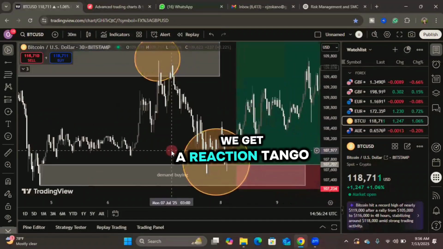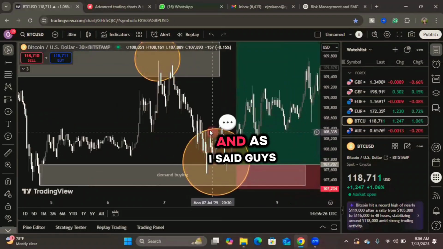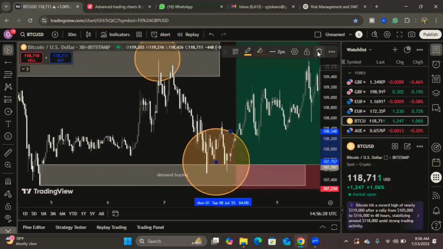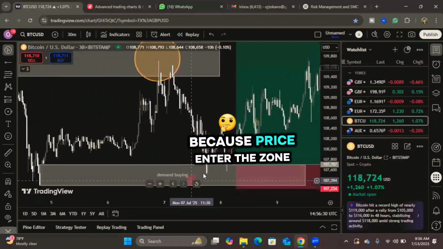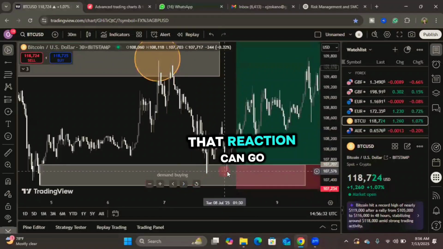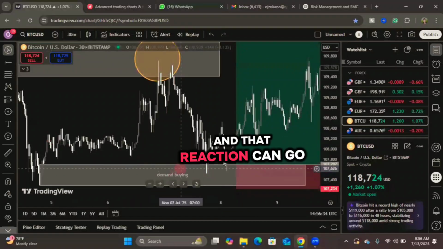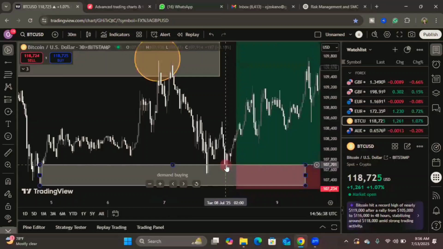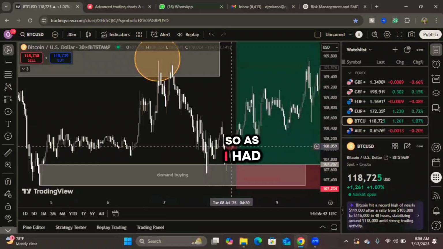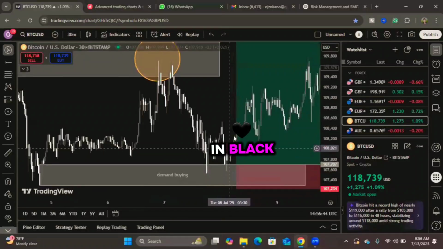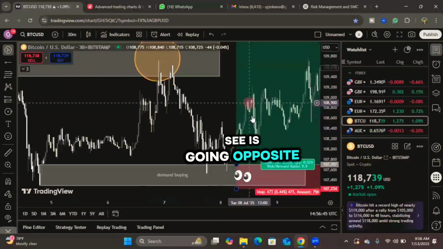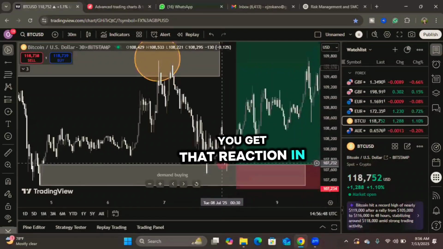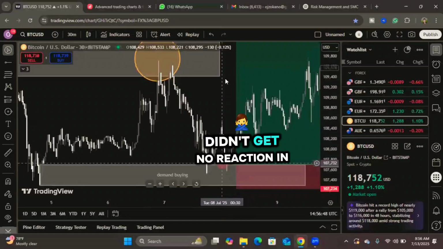Did we get a reaction candle? And as I said, guys, we're not just entering because price entered the zone. We have to get that reaction candle. And that reaction candle is that buying candle for the demand, right? So I have my highlight in black. But as you can see, it's going up. You get that reaction in the zone. But what if it didn't get a reaction in the zone?